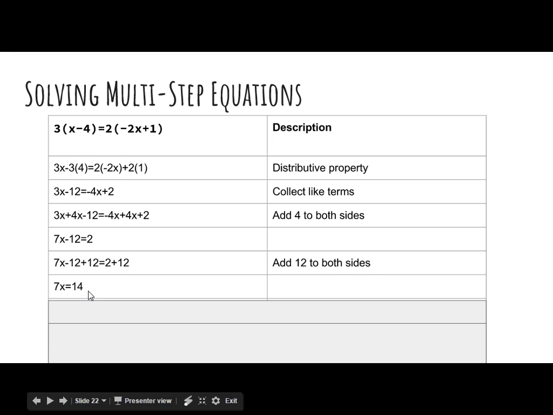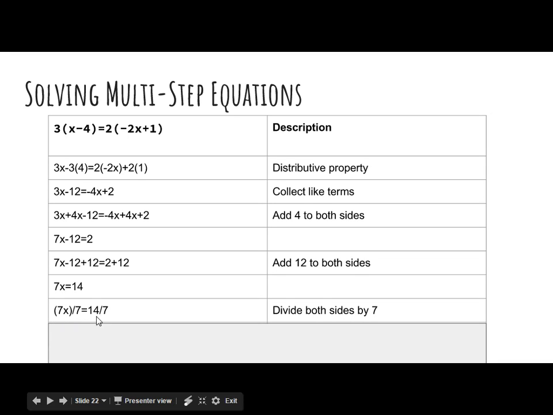But then 2 plus 12 equals 14. And you'll notice I continue to keep my description here on the right-hand side as I go along. Now the last line that I have to worry about is I have the 7x, and I need to get rid of this 7. So in order to get rid of 7, since it's 7 times x, because in between this x and the 7 is an implied multiplication, I need to do the opposite of what is being done to this. So the opposite of being multiplied is being divided by 7. So I'm going to divide both sides by 7.